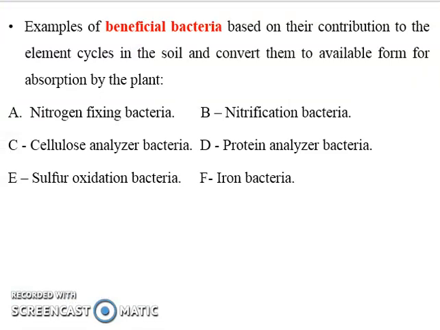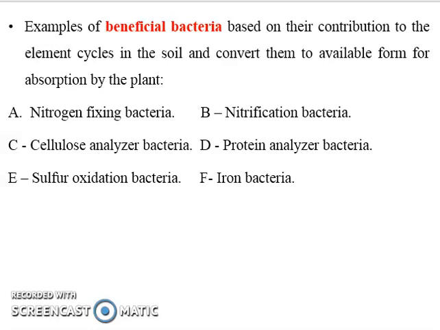Some bacteria are beneficial, while others cause diseases in plant roots. Beneficial bacteria contribute to the element cycles in the soil and convert elements to an available form, so the plant can absorb them.